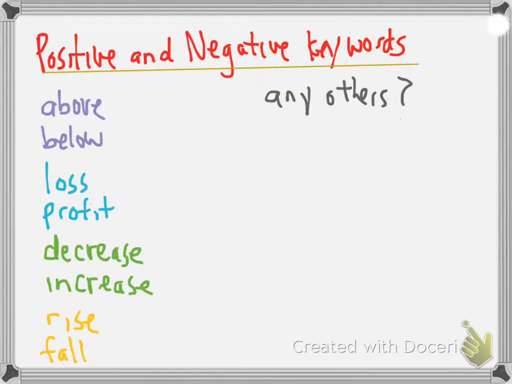Okay, so we also want to be familiar with some keywords of opposites, sometimes in some real-world problems. So above is a positive keyword, below is negative. A loss, if you have a loss of something, that's a negative. Profit, the opposite of a loss, is positive. Decrease means you go down, that's going to be negative. Increase is positive. Rise is a positive word that would go into a word problem related to negative or positive numbers, and fall would be its opposite, negative. Okay, and there's some others you could definitely think about that we've talked about in class.